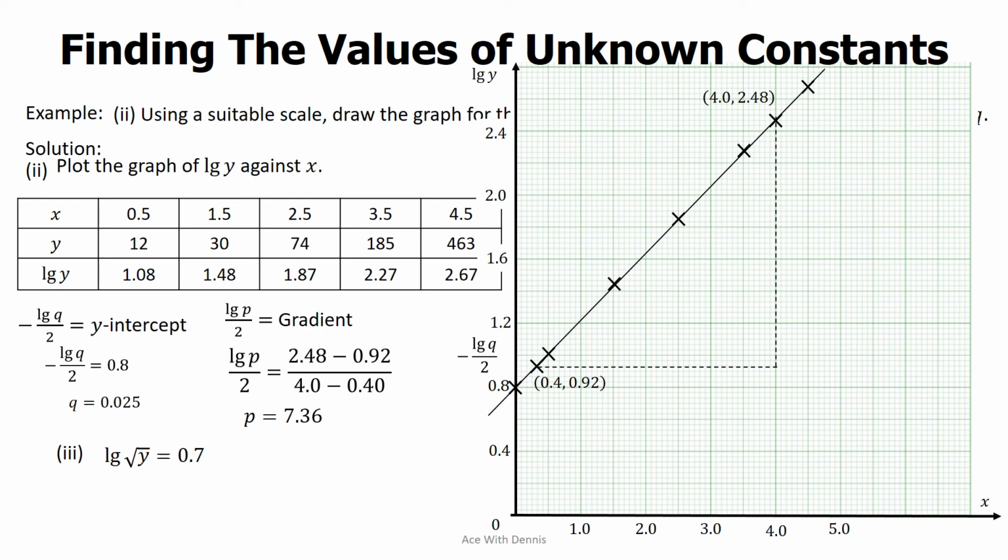Number 3. So given log y equals 0.7, so half log y equals 0.7, log y will be 1.4. So from here, by using the graph, 1.4 is somewhere here, and the corresponding x value will be 1.35. So this is the answer. Do you get the answer correctly?